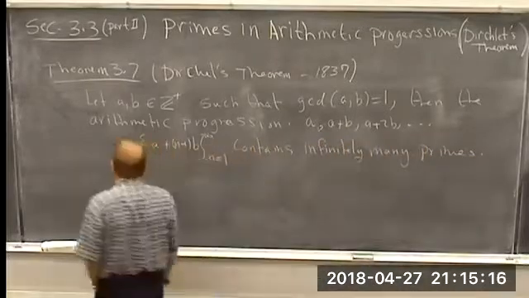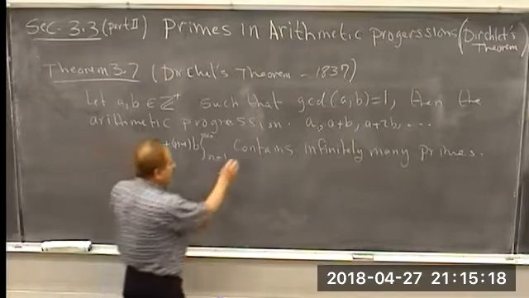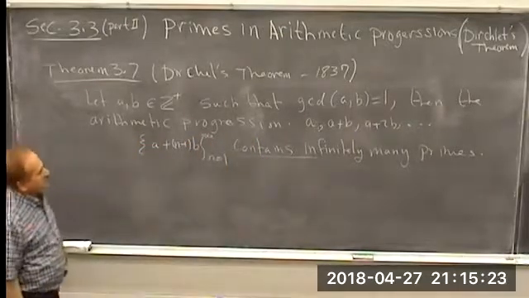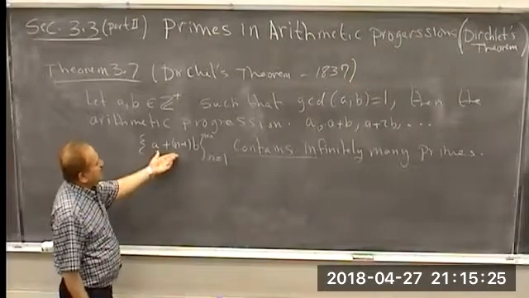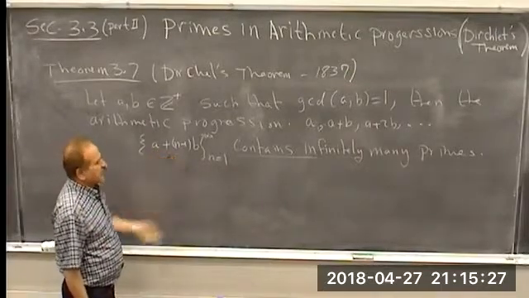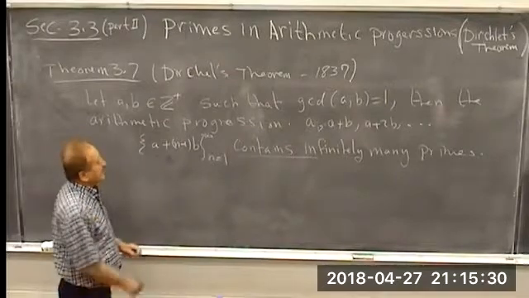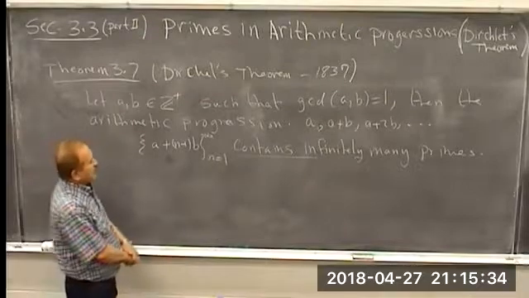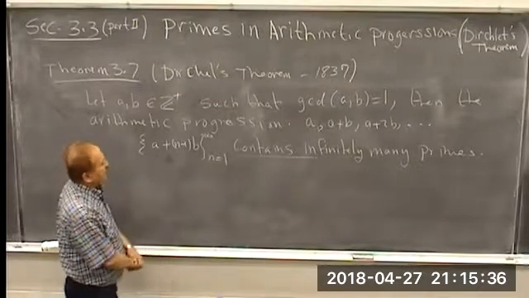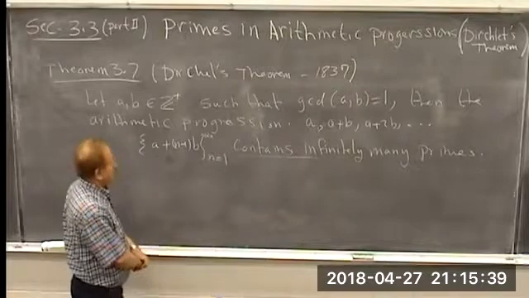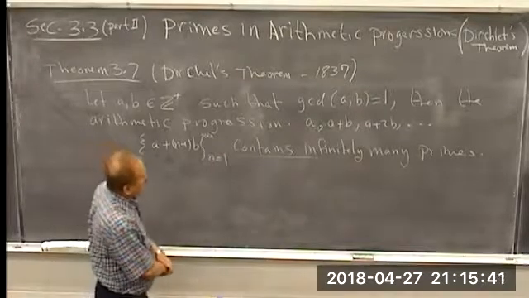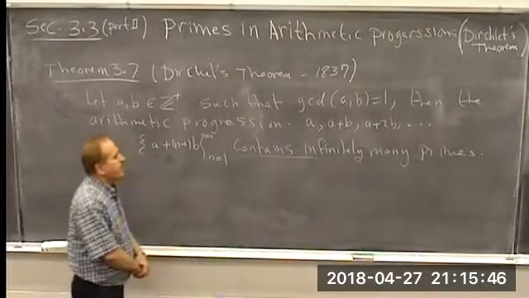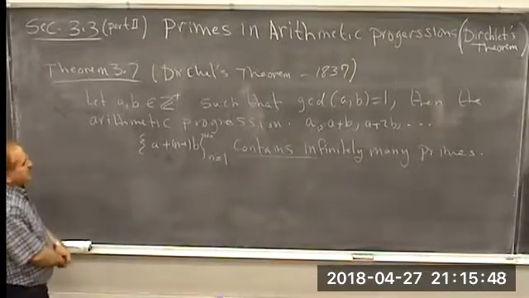All right, and it's very important here the word contains. This means that not all the terms of this arithmetic progression are going to be primes. In fact, we're going to show shortly that in an infinite arithmetic progression, there are infinitely many primes as well as infinitely many composites. All right, so it contains infinitely many primes.